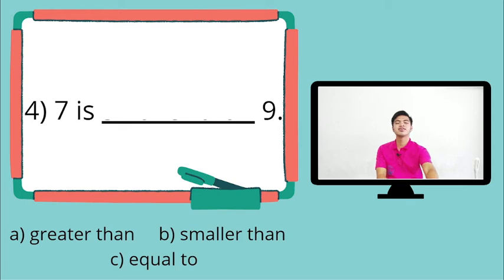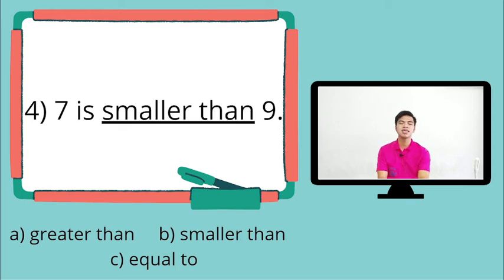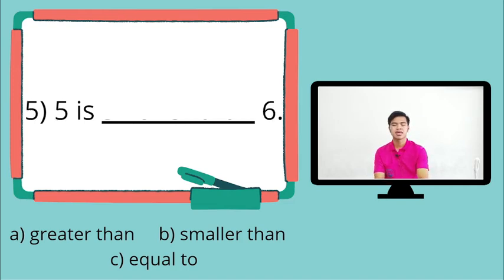Correct, exactly. The correct answer is letter B, smaller than. 7 is smaller than 9. And number 5, 5 is blank 6. What do you think is the correct answer? A, greater than, B, smaller than, or C, equal to?